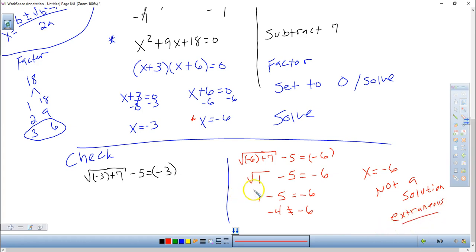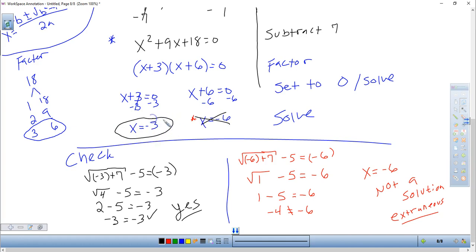It's a solution that we found by solving, but when we plug it back in, it actually doesn't work. Now over here, negative 3 plus 7, well, that's positive 4. Square root of 4 is 2. 2 minus 5 is negative 3. Well, that one works. So negative 3, this does not work. Negative 3 is the only solution. This is why I've been telling you to check your answers.